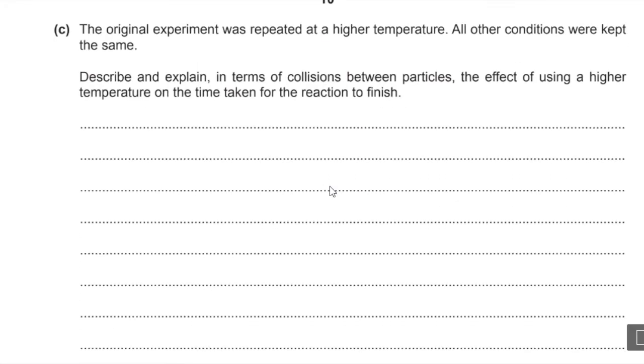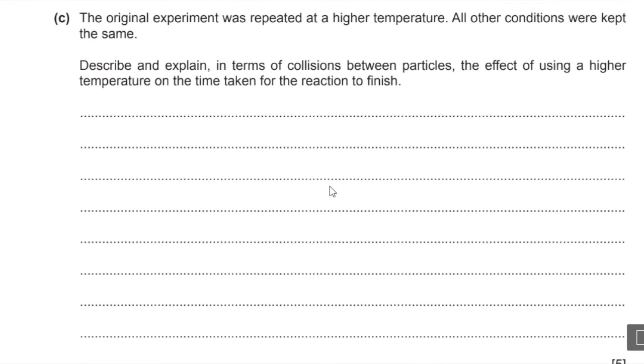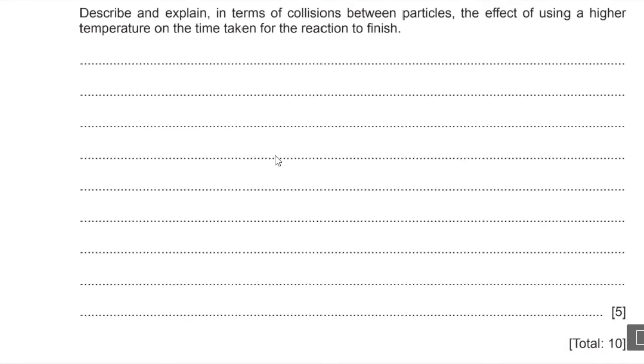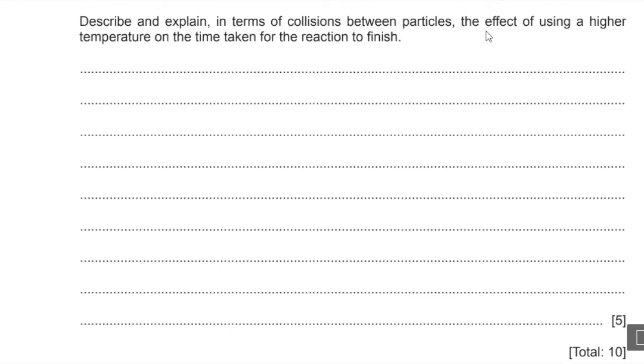C. The original experiment was repeated at a higher temperature. All other conditions were kept the same. Describe and explain in terms of collisions between particles the effect of using a higher temperature on the time taken for the reaction to finish. Alright, so increasing the temperature, you need to first start with describing how this affects the time taken.